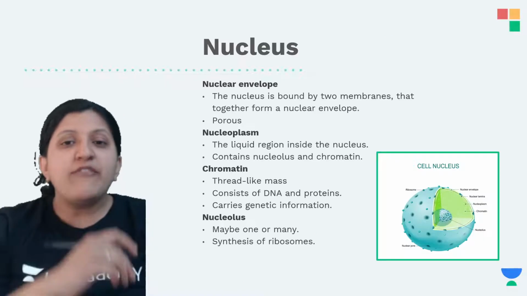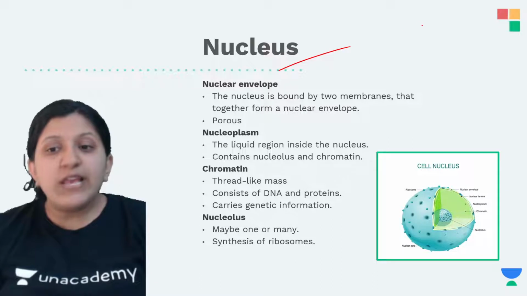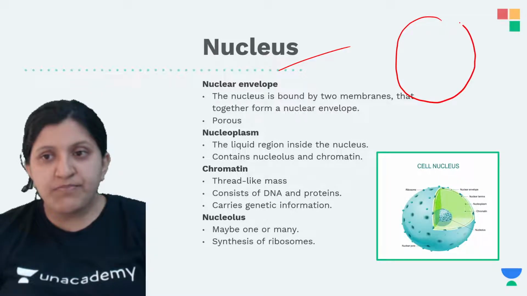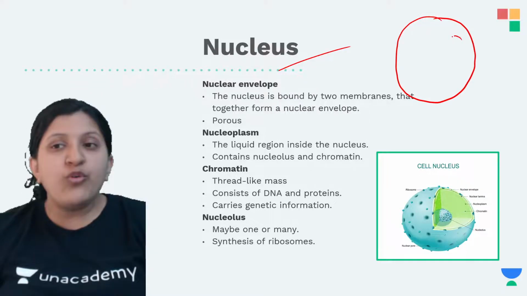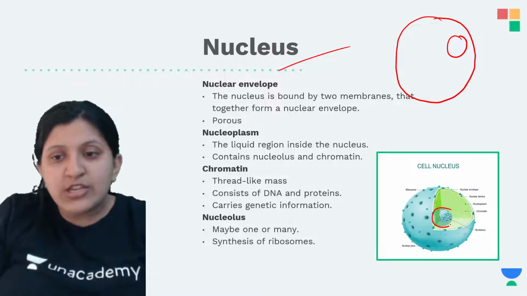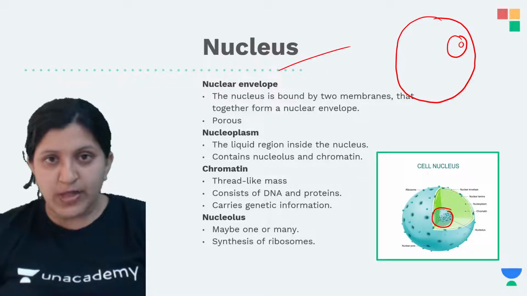All right, so now nucleus: where exactly do you find a nucleus? You find a nucleus inside a cell. Now this is a cell, and in this cell you find a nucleus. Inside this nucleus you can see here, this one is actually the nucleolus, so you can find a nucleolus as well.